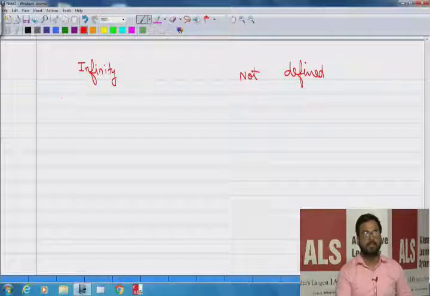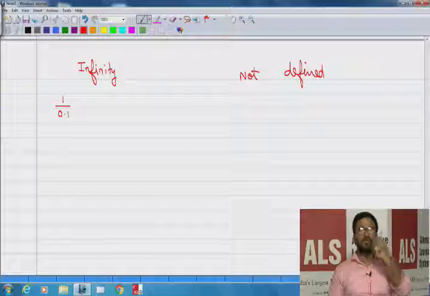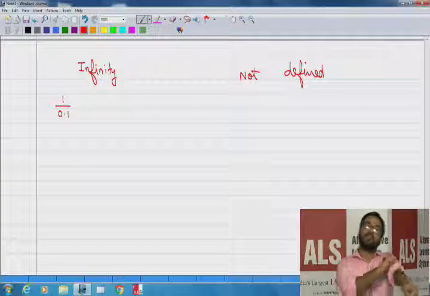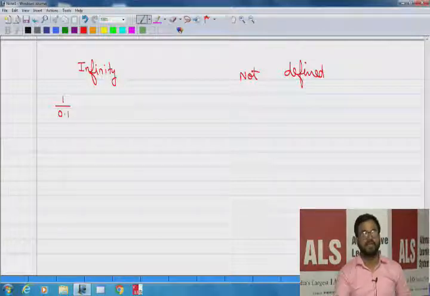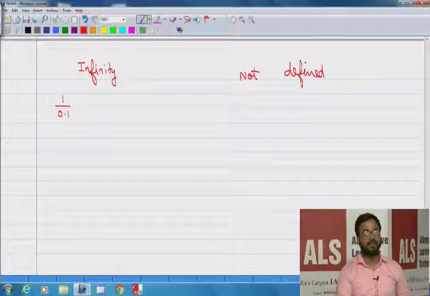Suppose, in the first class also, if you remember, especially the Shillong Center, in the very first class I have already told you the difference between infinity and not defined. I am explaining this to you once again. Here we are going to use it. Let's say if I write 1 upon 0.1.